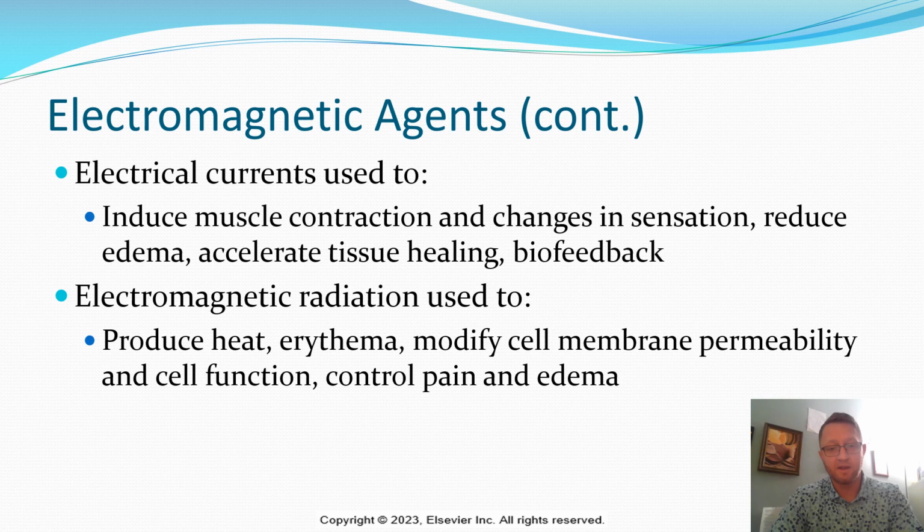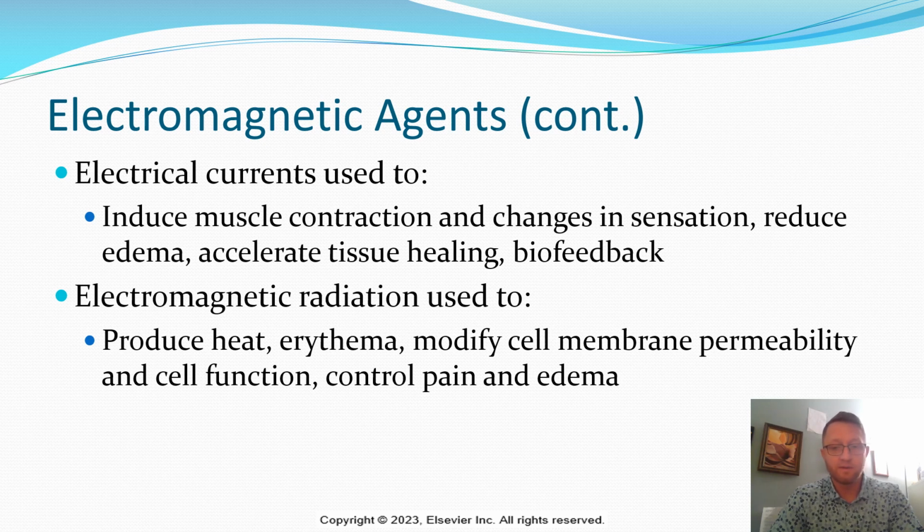When we look at electromagnetic radiation, reasons that it would be used is to produce heat in the tissues, creating erythema, so increasing blood flow to the area. You might see that in the form of redness. We can also modify cell membrane permeability and cell function, which is a really important aspect to tissue healing.